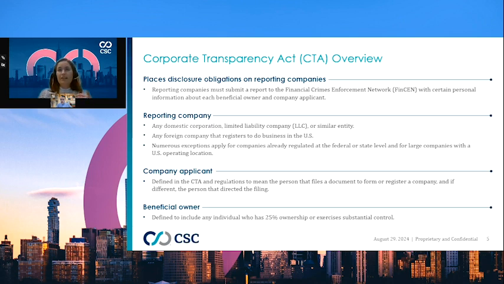But within that discussion, I'll talk about recent guidance that FinCEN has given us to be able to work through these issues more effectively. So in general, a reporting company is a domestic corporation, LLC, or similar entity, or a foreign company registered to do business in the U.S. unless an exemption applies. A company applicant is the filing party. The term refers to the person who files the company formation document with the registry, and if different, the person that directed the filing. Beneficial owners are the company's ultimate owners and significant controllers.